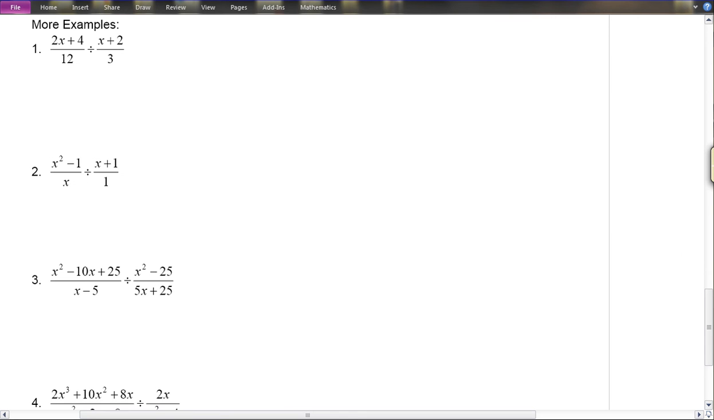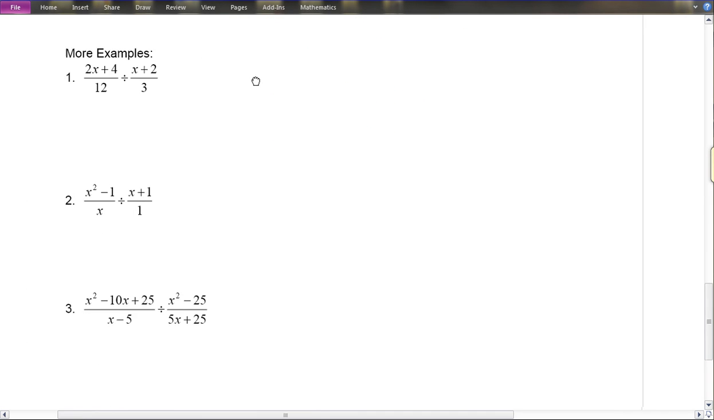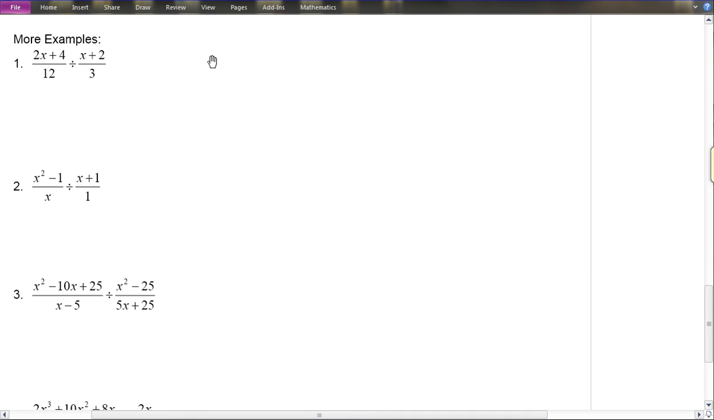Scoot down the page a little bit and go to where it says more examples. Okay, we're going to look at number 1. And then I'm going to factor number 2 for you, but I'm going to let you do it by yourself.